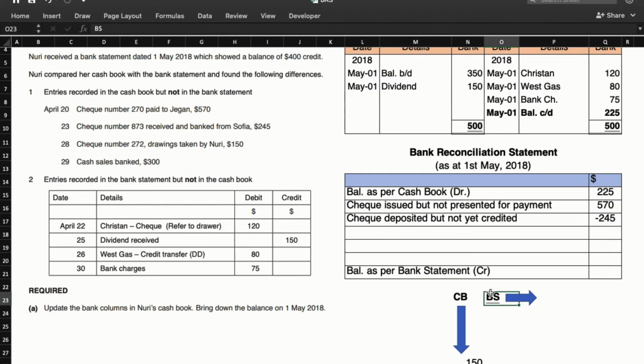Now my target is to reach the bank statement balance. So from this point I have to reach this point. So I have to go up. Up means increase. Increase how much? $150. So drawings not yet entered in the bank statement. So this is the third transaction. Or you can write amount withdrawn from bank but not yet debited. The bank has not decreased the balance of my bank statement.